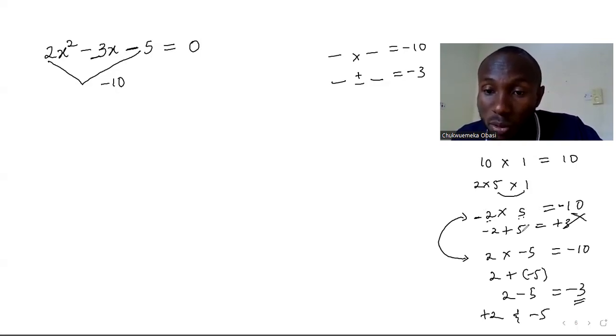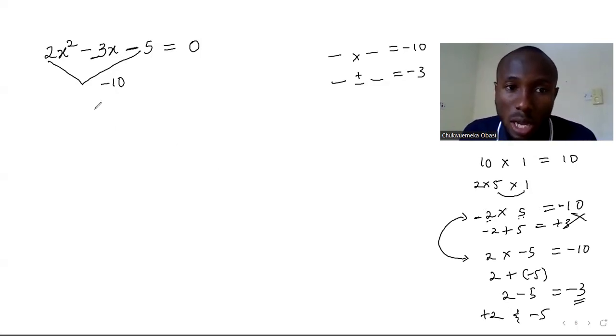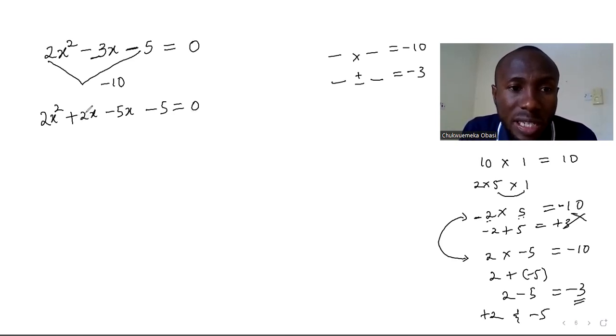Yeah, this one fails, but this one is correct. So as you always do, we got 2x squared, we got positive 2x, and we got negative 5x. And now somebody is asking, what if I bring in the negative 5x right here and the positive 2x right here, what happens? Nothing is going to change. You still get the same result.